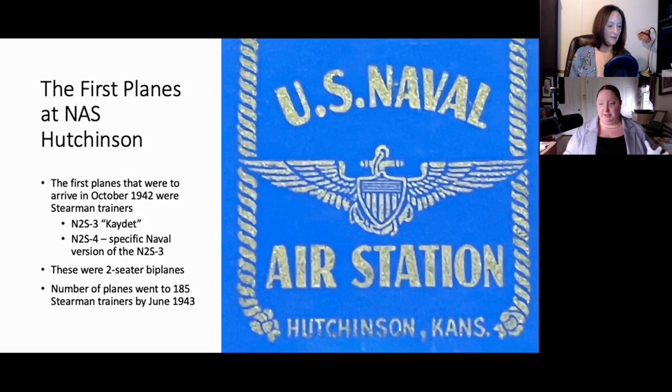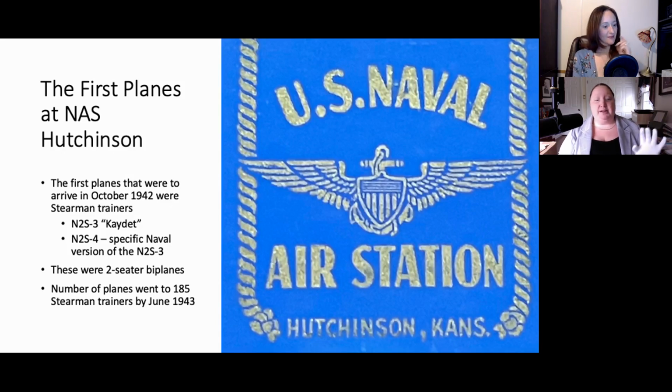They had two seats, right? Because you're teaching the flight instructors. So you've got the student in front and you've got the instructor behind. So two-seater biplanes, which there's tons of pictures of these online. I encourage people to go and look more into the planes. And a number of these survive from the time period. So if you ever go to World War II air shows and things like that, and you're walking by and you see a Stearman, that's what would have been at Hutchinson.